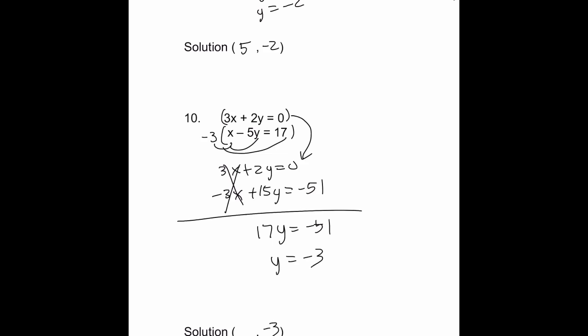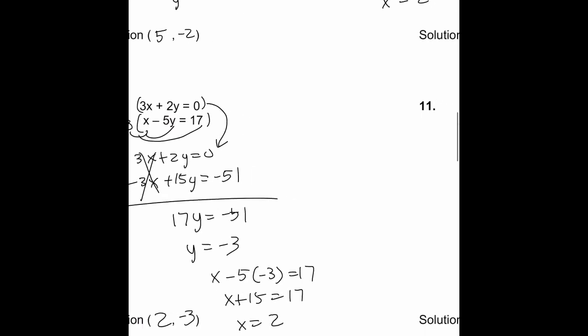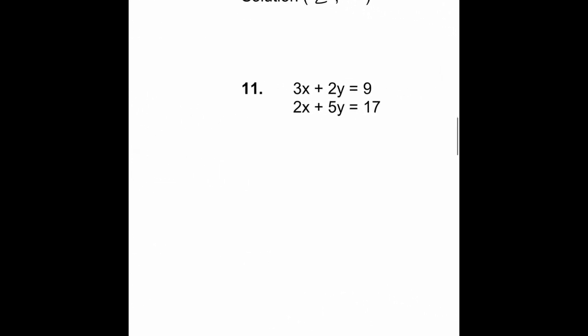So once I got that, I'm going to plug it back in. X minus 5 times negative 3 is equal to 17. That is x plus 15 is equal to 17. X would equal 2. All right, one more. Okay.